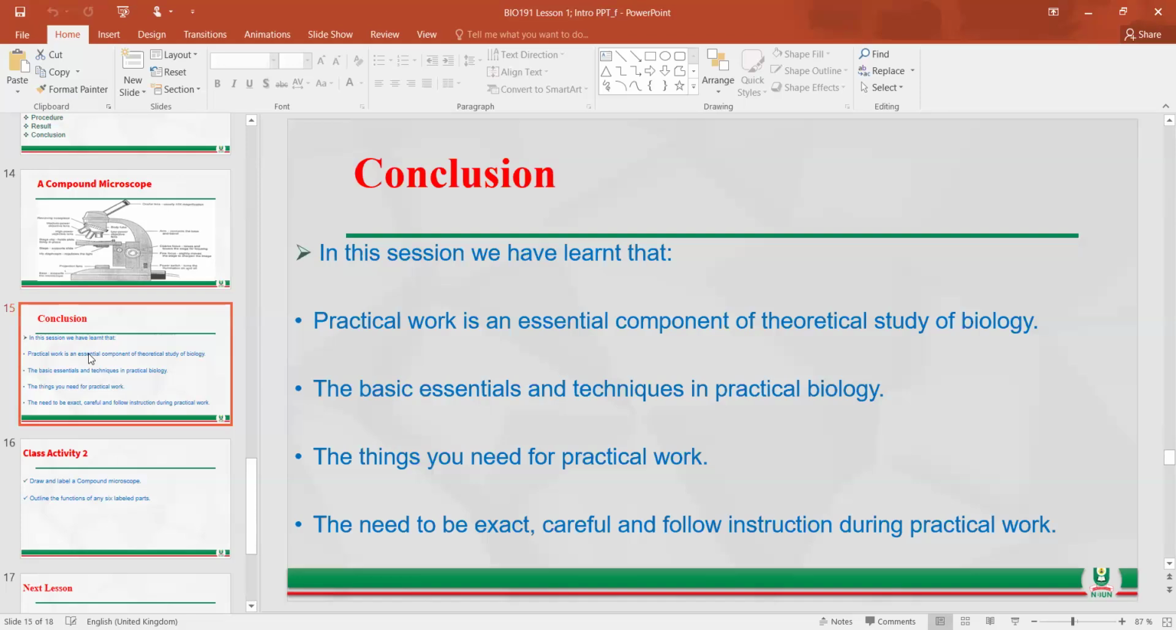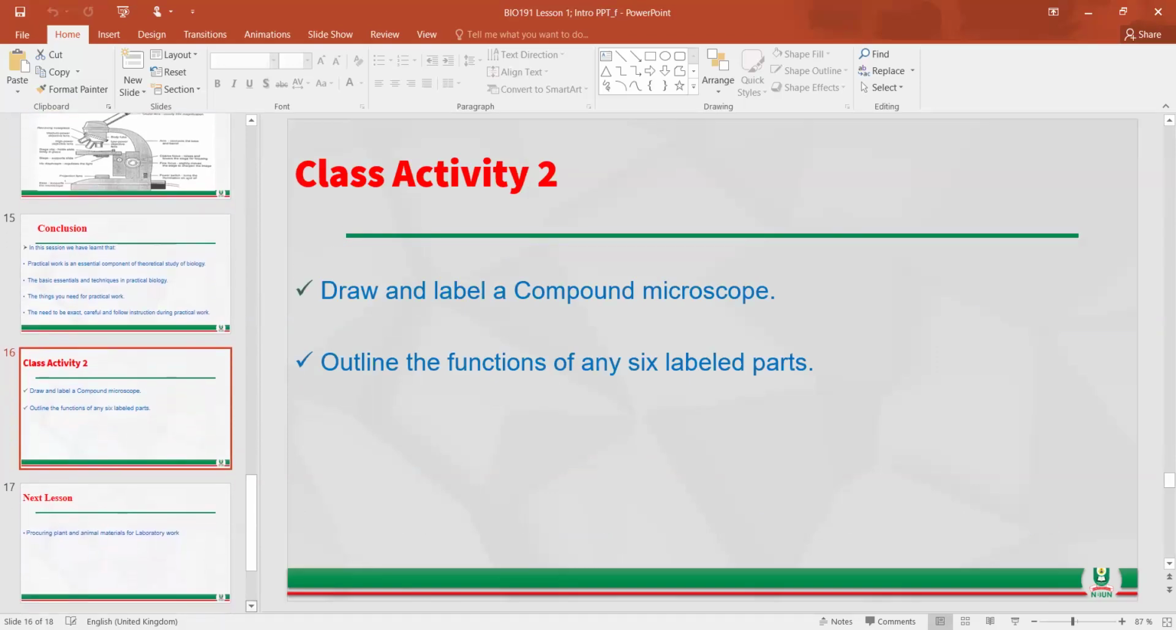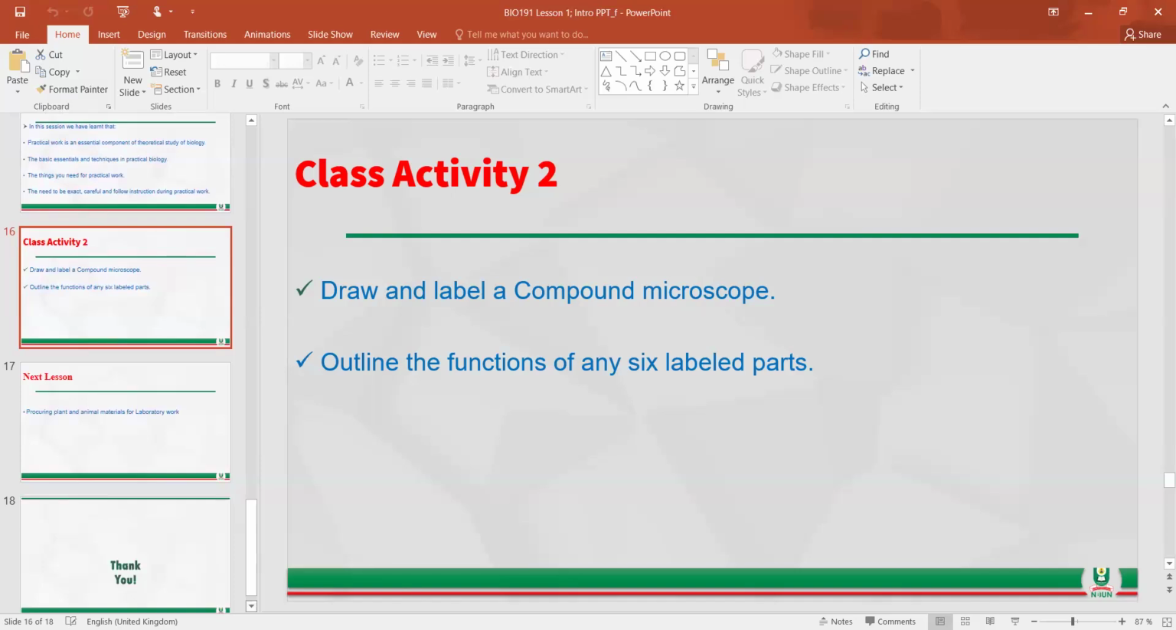In conclusion, in this session, we've learned that practical work is an essential component of the theoretical study of biology. The basic essentials and techniques of practical biology, the things you need for practical work, and the need to exert care and follow instructions during practical work. Then, answer this question in your own spare time. Draw and label a compound microscope. Outline the functions of any 6 labeled parts.